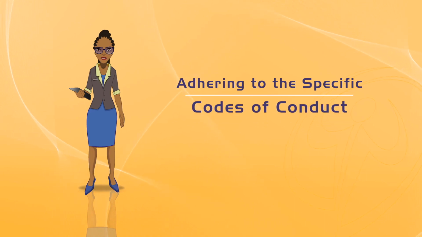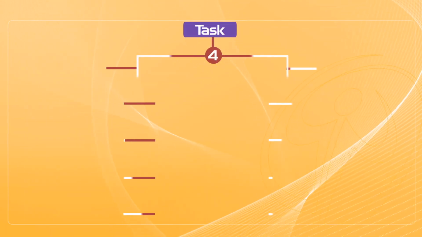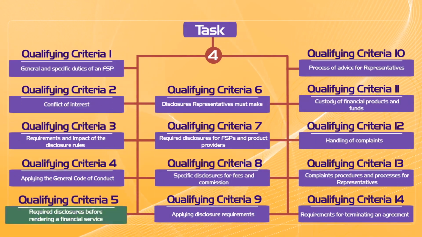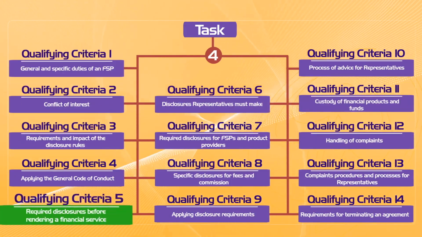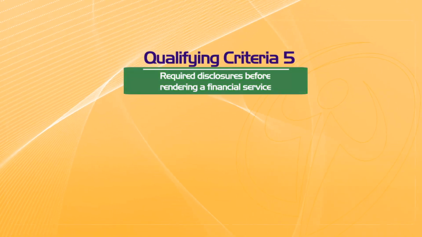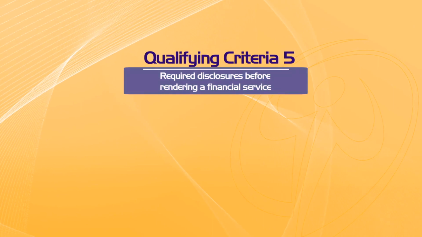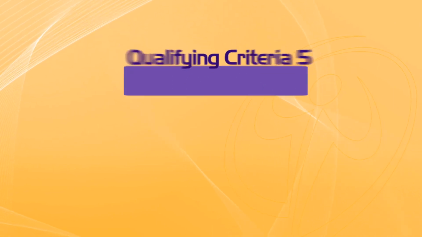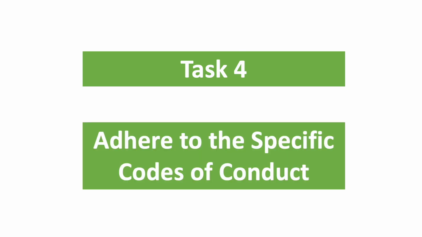Task 4 talks about adhering to the specific codes of conduct. Task 4 has 14 qualifying criteria. Let's look at Task 4, Qualifying Criteria 5. Explain the disclosures that need to be made by a representative before rendering a financial service. In Task 4, we will cover adherence to the specific codes of conduct.